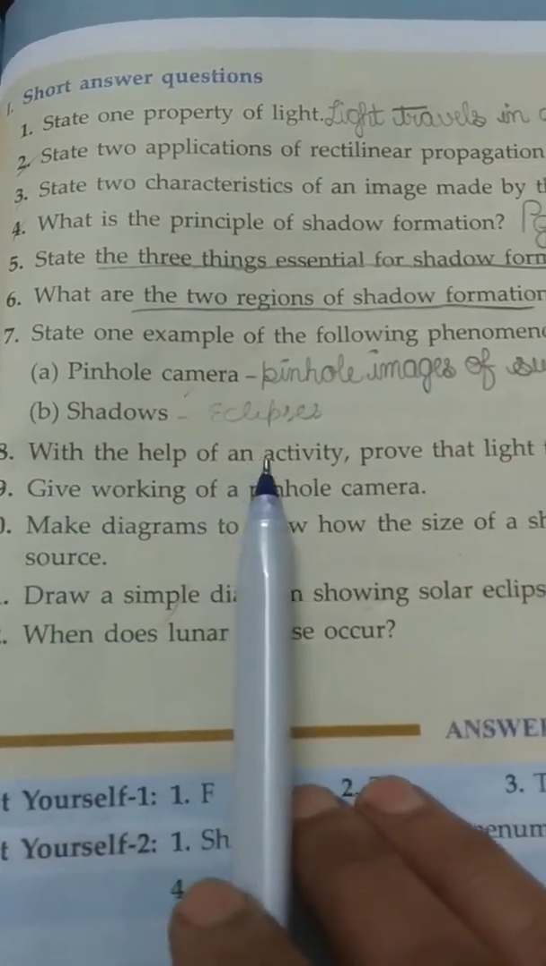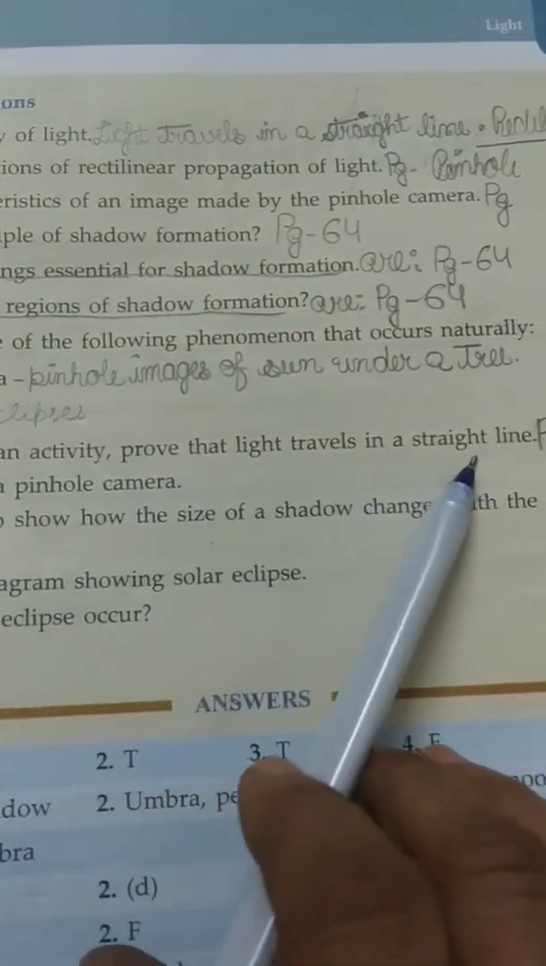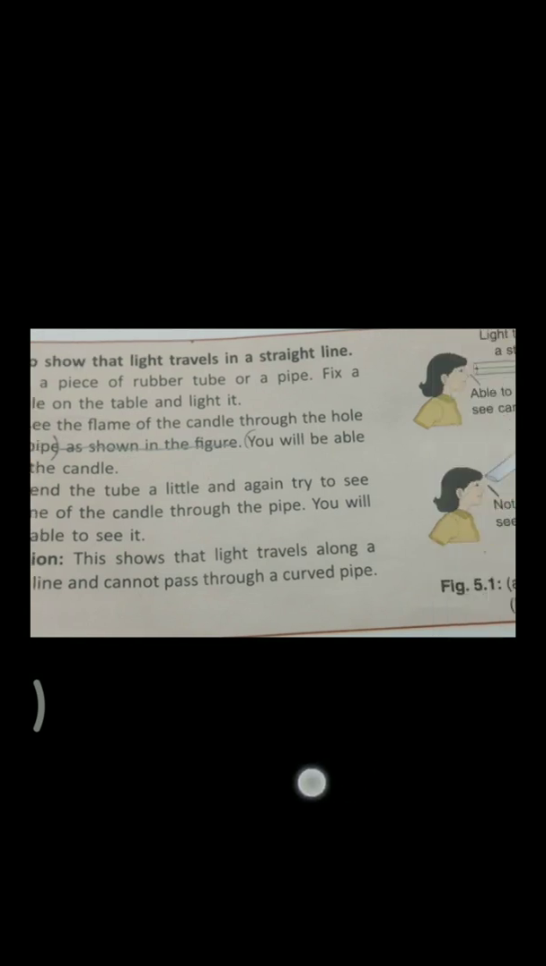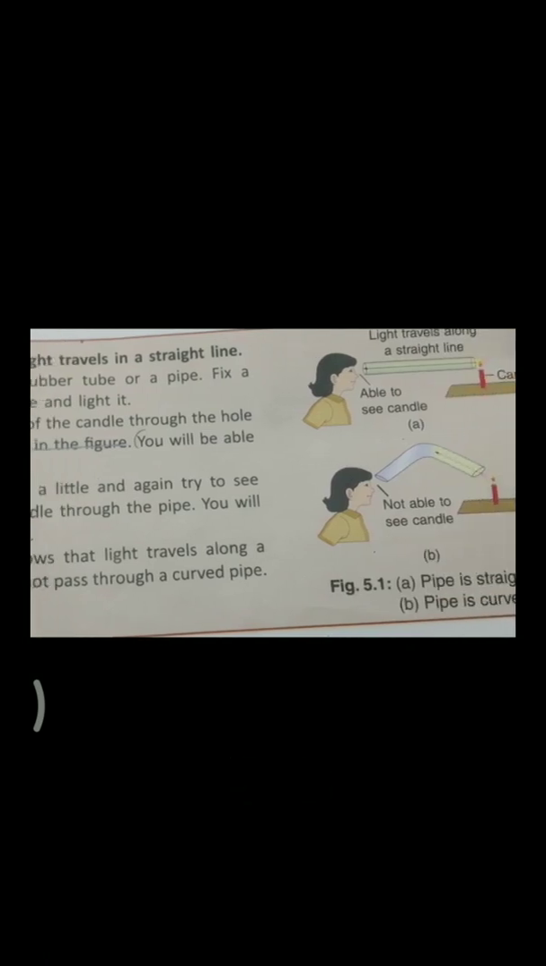Eighth, with the help of an activity, prove that light travels in a straight line. Eighth answer. Take a piece of rubber tube or a pipe, fix a candle on the table and light it. Try to see the flame of the candle through the hole in the pipe. You will be able to see the candle. Now bend the tube a little and again try to see the flame of the candle through the pipe. You will not be able to see it, because light travels along a straight line and cannot pass through a curved pipe. And these two diagrams you will draw.